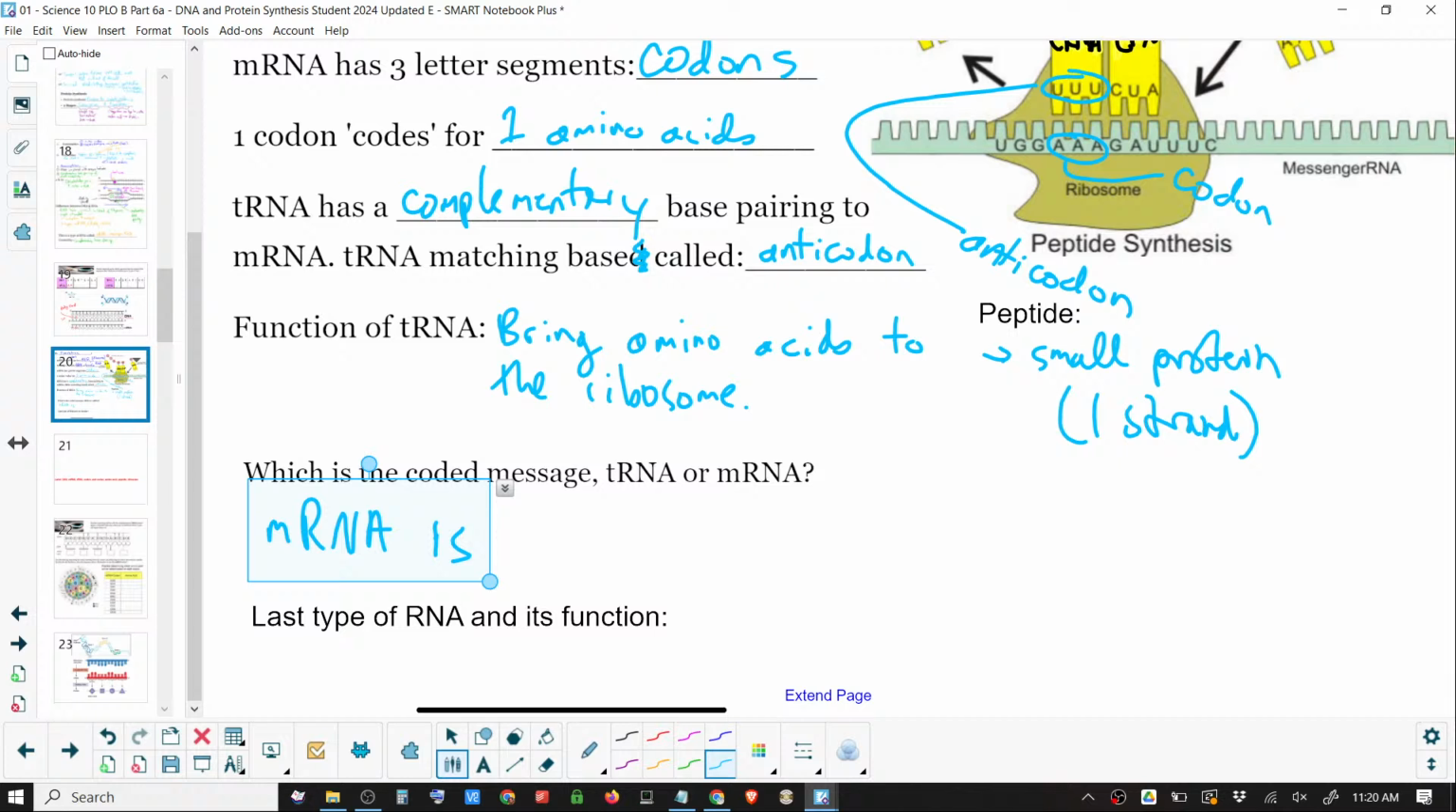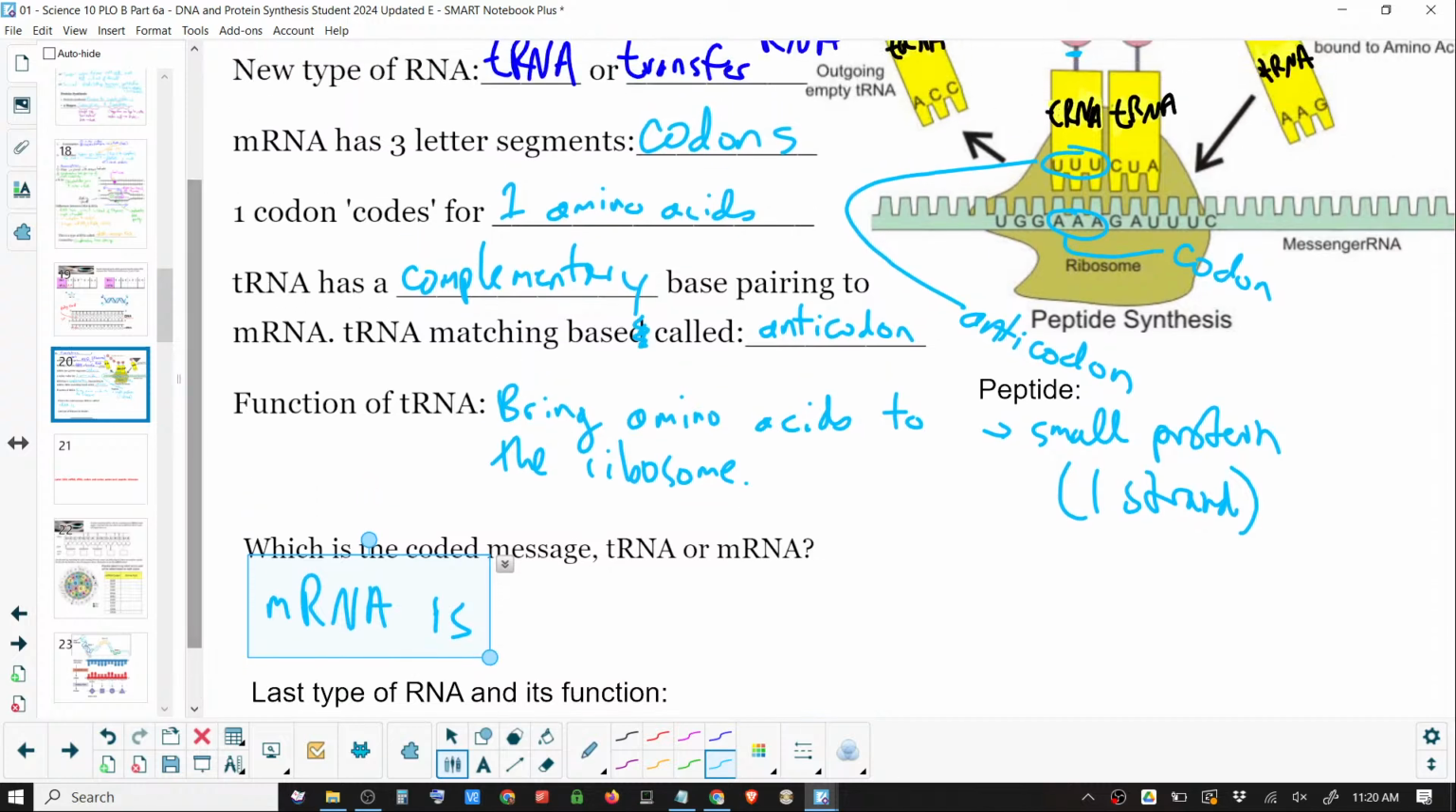It's the faithful copy. And the only reason I ask this question is some students will go like, but the anticodon also, yes, but it doesn't have it. It's following the instructions of the codons. It's just bringing them there 3 at a time. So mRNA is the faithful copy.